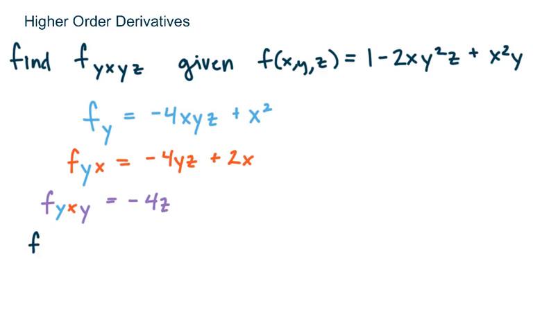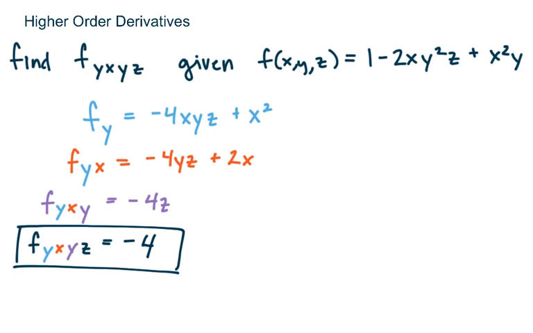So for my last step here, I have f, I did y, then x, then y. What do I still need? z. So the partial derivative of negative 4z with respect to z is negative 4. So that's my final answer.